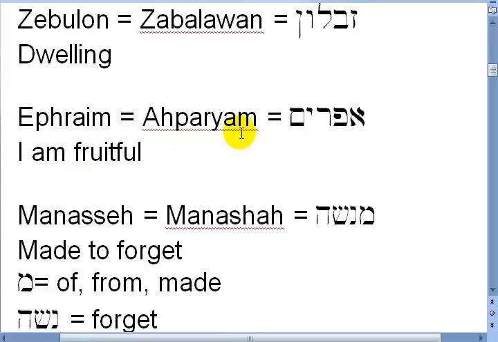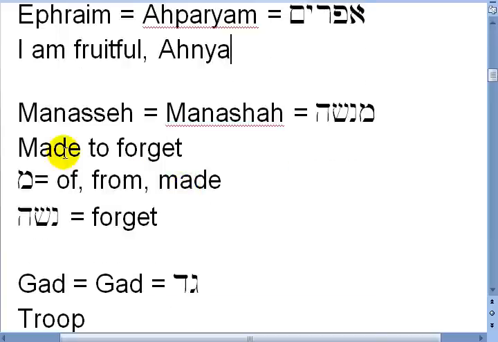Ephraim, Aparium, I am fruitful. The A at the beginning of a word is I or I am, which in the longer form at the beginning would be Anya, which is me or my or I. So Anya is I am fruitful, and then Par, what you see right here, Par is fruit, and then the Yum at the end of the word makes it plural. So Aparium is I am fruitful. Manasseh, Manasha, made to forget.